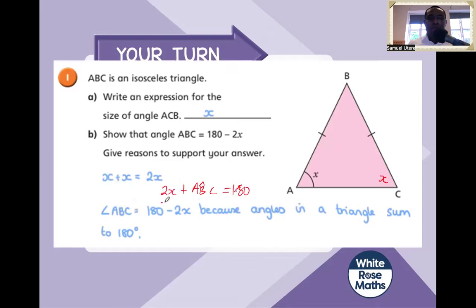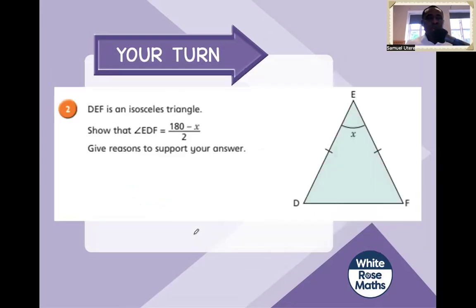Because if we solve this equation, we have to subtract 2x from both sides. Remember your equation solving skill. We eliminate that, so what we're actually looking for stands on its own. So ABC would be 180 minus 2x. This expression here, because angles in a triangle sum to 180 degrees. Pause the video and answer question 2 in 2 minutes.